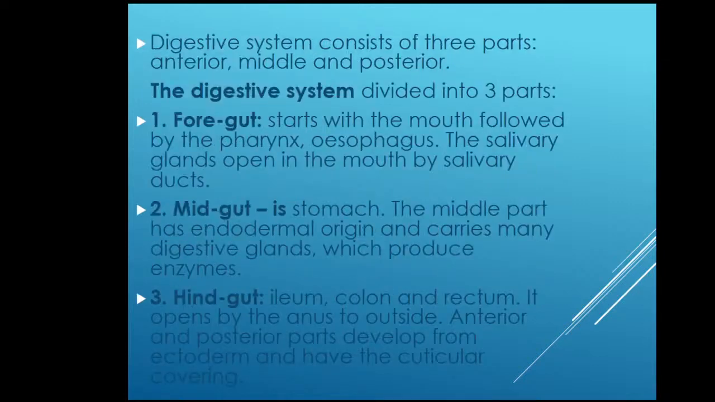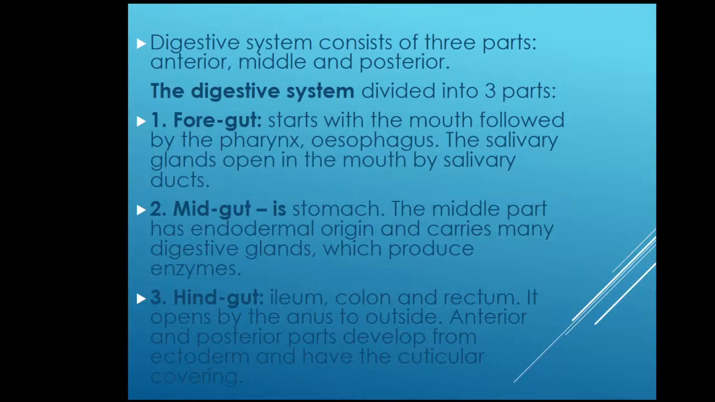The digestive system of Insecta consists of three parts. These are foregut, midgut, and hindgut. The foregut includes mouth, pharynx, and esophagus. The salivary glands open into the mouth of Insecta. The midgut is the stomach.